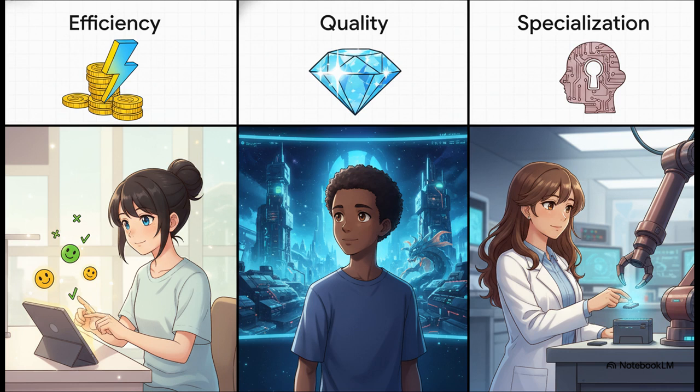Do you need efficiency and low cost? Stick with Flash and Nano Banana. Do you need the absolute best quality and you're willing to pay for it with time and resources? That's Imagen and Veo. Or do you have a highly specialized physical task? Then you need the robotics model.